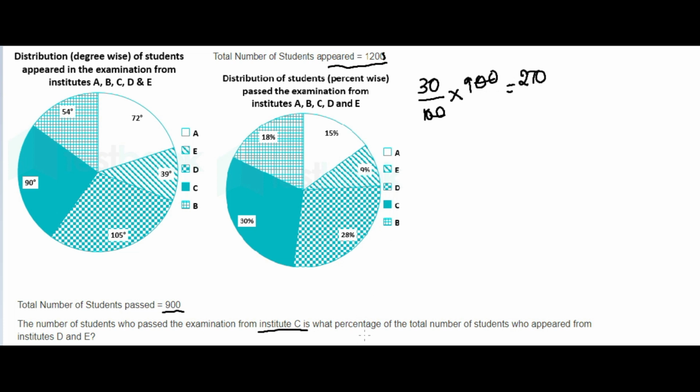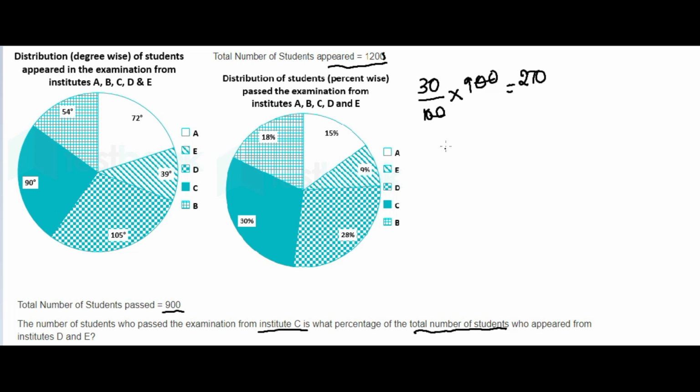And now, what percentage of the total number of students who appeared from institutes D and E? So look at D. They are asking for the total number of students. Listen to me, they have not asked about the pass percentage of D and E. Only the total number of students from institutes D and E, and how far C is varying from the total numbers from D and E. Okay, that's only looking at the numbers.